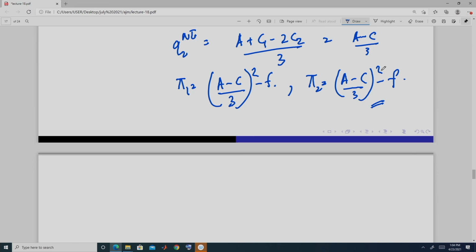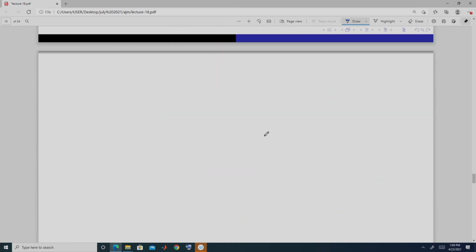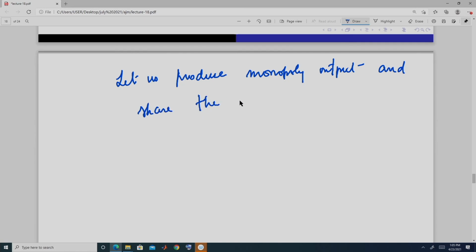Now, instead of playing strategically, choosing output simultaneously without any coordination or discussion among them, suppose firm 1 and firm 2 make a collusion. Collusion in the sense that, from here, this assumption makes these two firms similar, right. Since these two firms are similar, they decide that let us produce the monopoly output and share the profit equally.